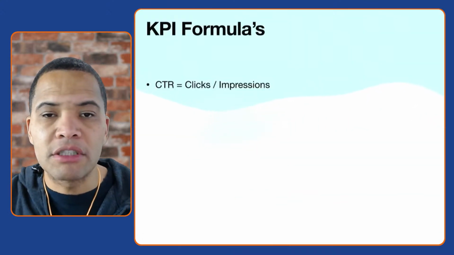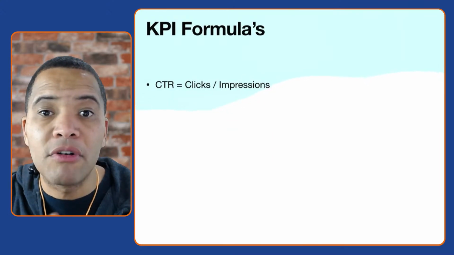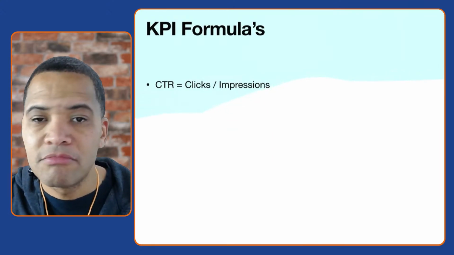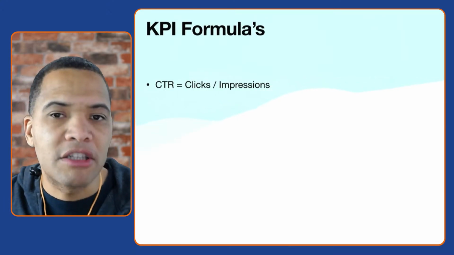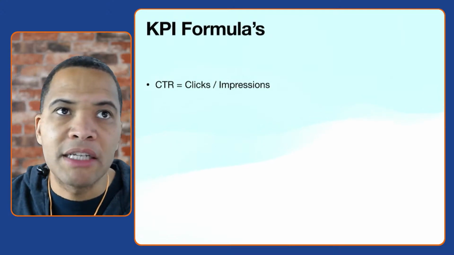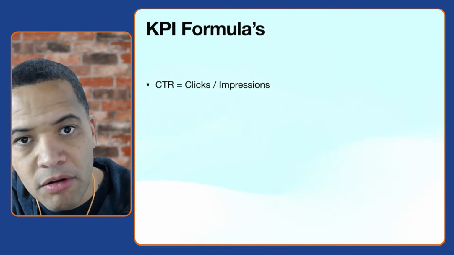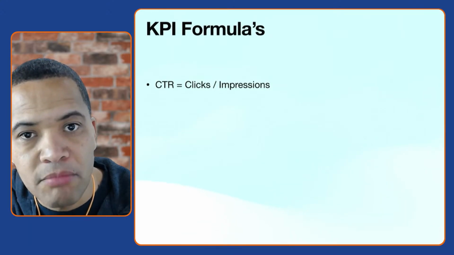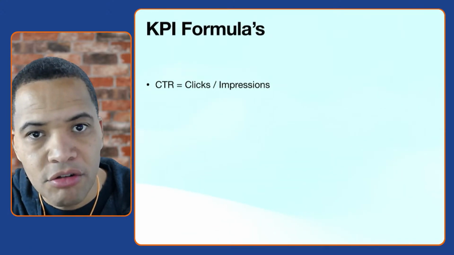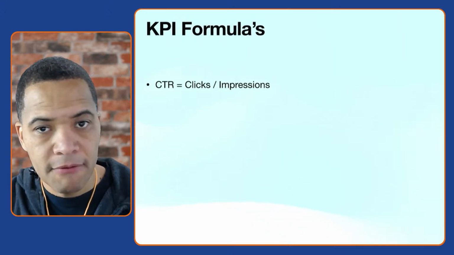So let's go over the formula. Click-through rate is simply the number of clicks divided by the number of impressions. That's the click-through rate. Very simple. So how many people clicked on my ad and went to my landing page? How many clicked on my sales page that says add to cart, over the number of people that viewed my sales page? That's what click-through rate measures.